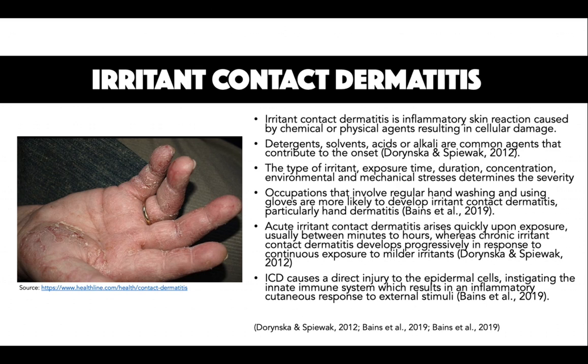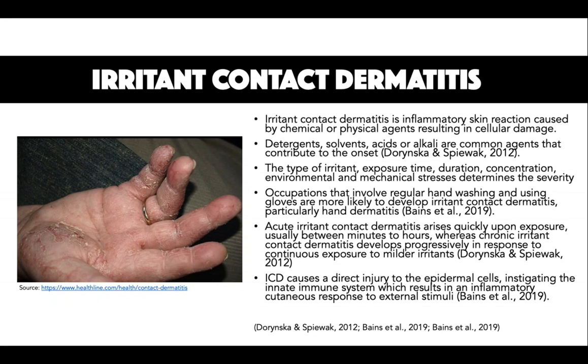Subsequently, these disruptions lead to upregulation of major histocompatibility class II antigens and cell adhesion molecules. Pro-inflammatory cytokines, including interleukin-1A, interleukin-1B, and tumor necrosis factor A, contribute to heightened irritant responses. The CCL21 chemokine is also increased in irritant contact dermatitis, which assists in the movement of T lymphocytes, contributing to the inflammation. Detergents, solvents, acids, or alkali are common agents that contribute to the onset.